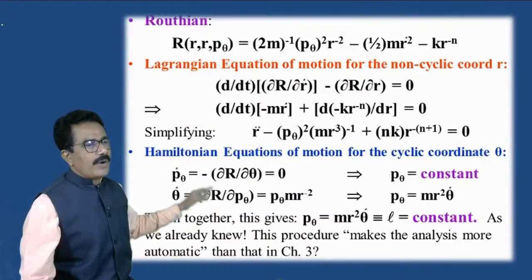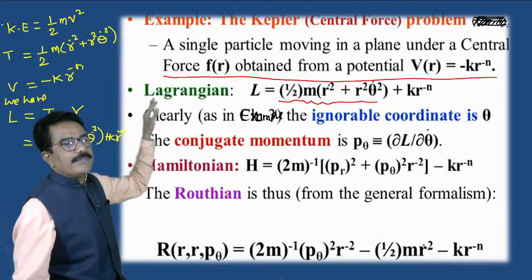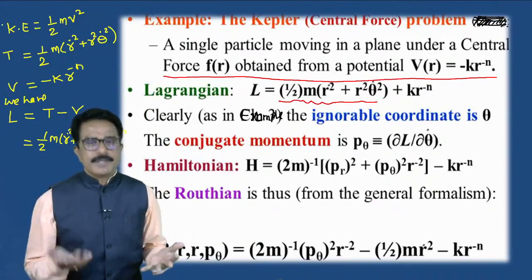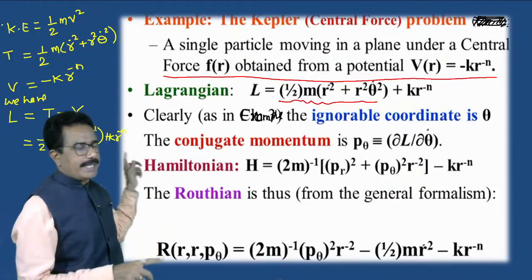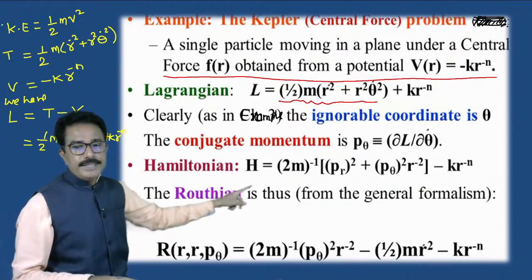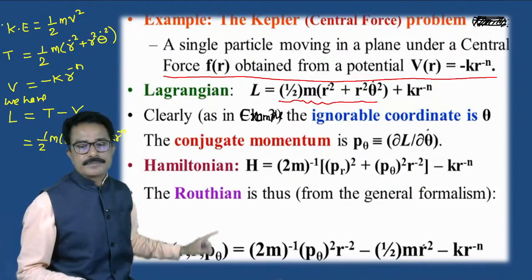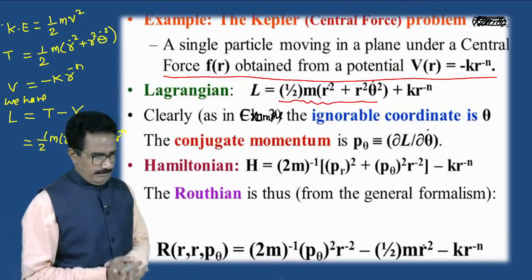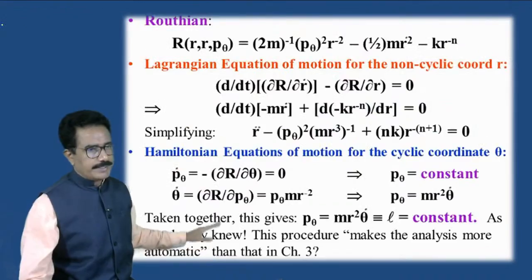So from this we can write, this is the problem which we have calculated in the form of Lagrangian, in the form of Hamiltonian, in the form of a Routh equation. Okay. So this is the Routh equation.